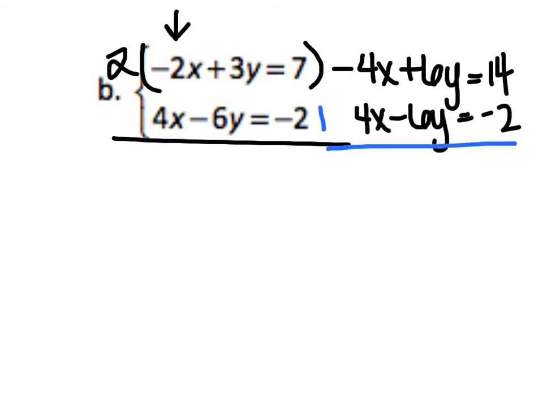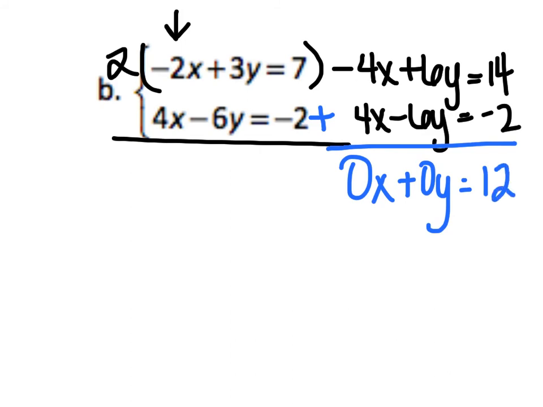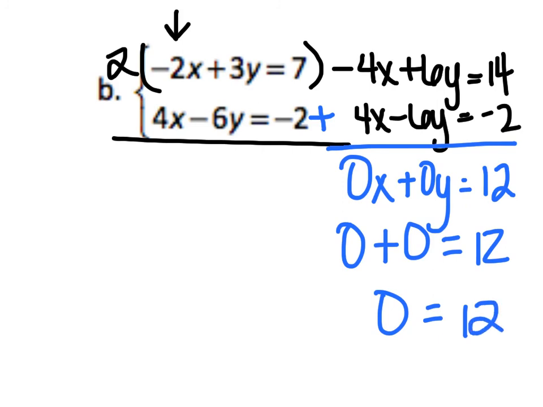Okay, so if I add these together, negative 4x plus 4x is 0x. And 6y minus 6y is 0y. And 14 plus negative 2 is 12. Well, you're probably thinking, maybe I did something wrong. And you might have done something wrong. But in this case, everything up until this point is correct. What this is saying is 0 plus 0 equals 12, or 0 equals 12. We know 0 does not equal 12. So when this happens, when you do get 0 equals a number besides 0, your answer is no solution.